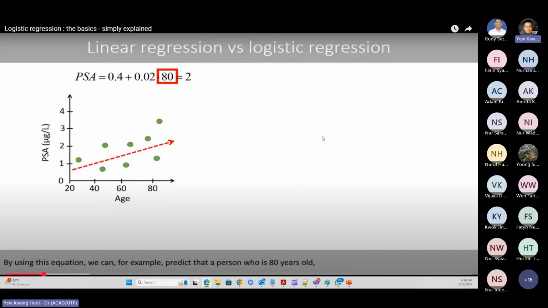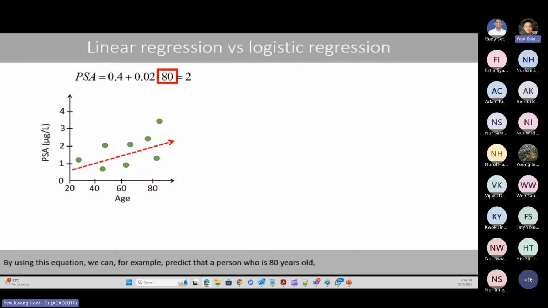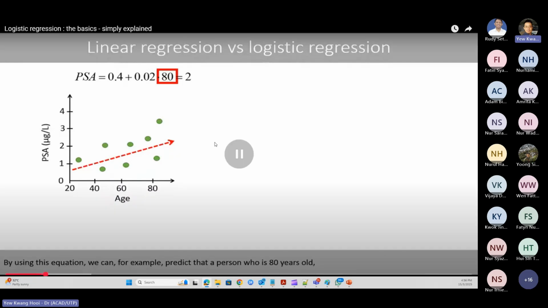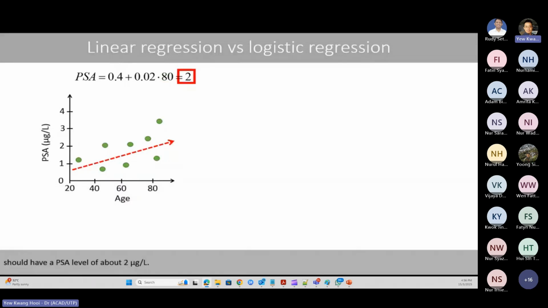By using this equation, we can, for example, predict that a person with 80... See, we can use linear regression for prediction for the range where it is valid, right? Once we get the line, we can plug in any x value in order to get the y value. That's why it is a prediction. So in this case, a person who is 80 years old should have a PSA level of about 2 micrograms per liter.